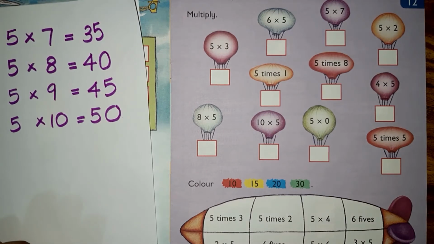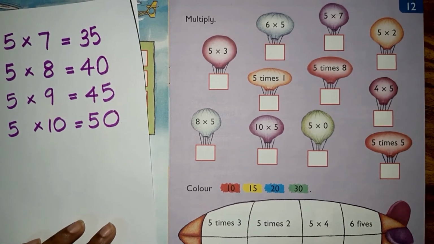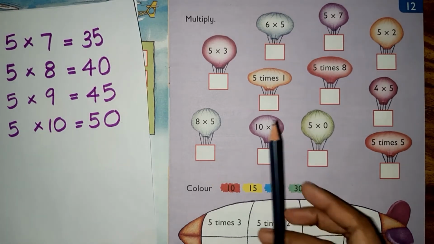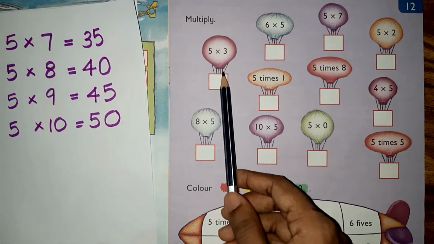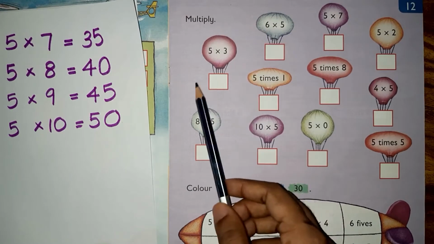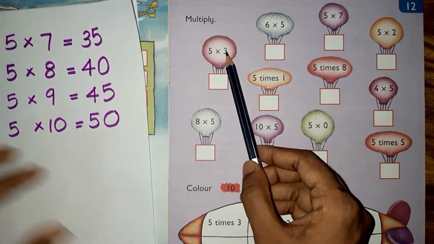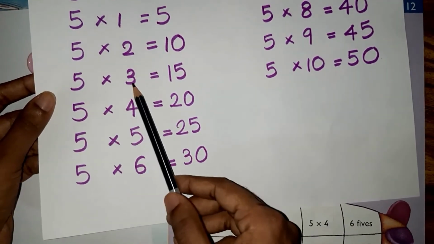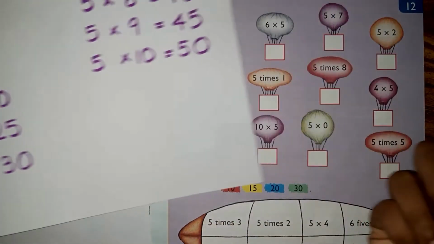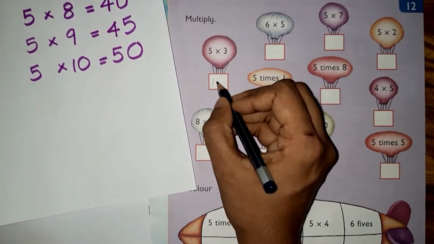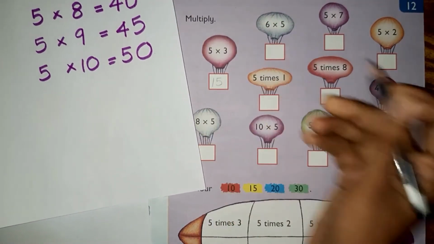Okay. So you can see, even though there is no order, you can just think about the 5 times table and write the answers. Here you can see 5 times 3. We have the answer here. 5 times 3, it is 15. 5 times 3 is 15.